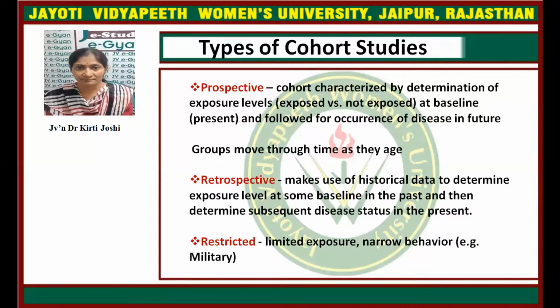First, we discuss prospective cohort studies. Cohort characterized by determination of exposure levels, exposed versus not exposed at baseline or present, and followed for occurrence of disease in future. Groups move through time as they age. Retrospective makes use of historical data to determine exposure level at some baseline in the past and then determine subsequent disease status in the present.